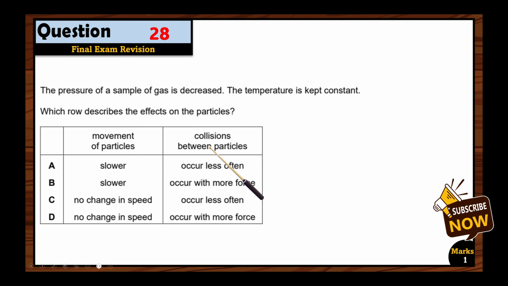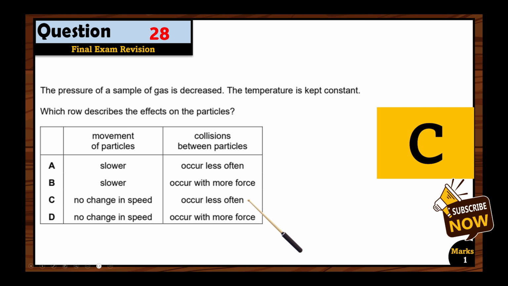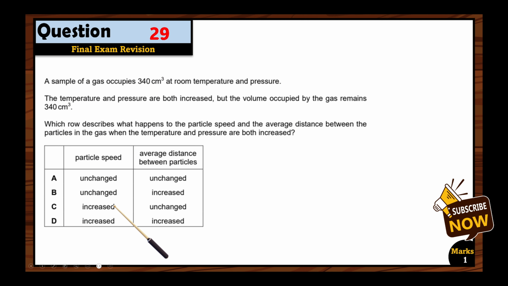Now the collision between the particles, because the temperature is constant, so it is constant, right? But you have decreased the pressure also. So now the pressure has been decreased, so the particles have more distance. So they will collide less often. Okay, so we can see less often and no change in speed. So yes, option C is right. The collision will be less often and there will be no change in the speed of the movement of the particles.